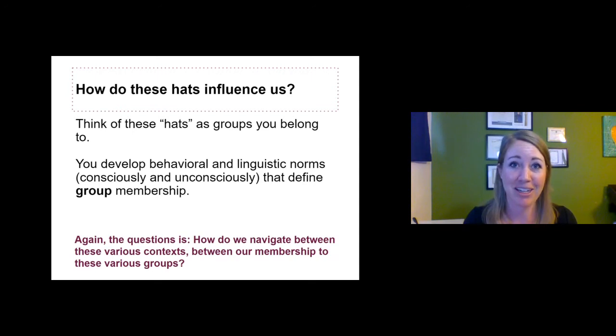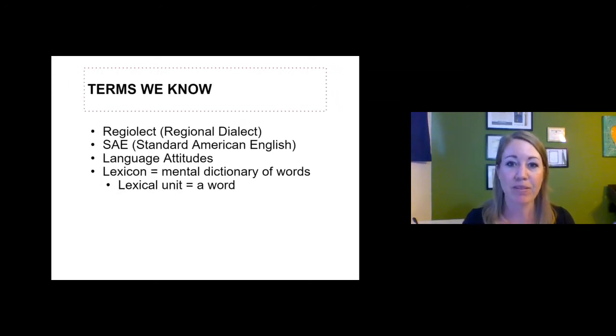that you belong to. Okay, and just as we saw in that Key and Peele video, they were putting on different hats depending on what the context was in that given second. So again, we're asking the question, how do we navigate between these various contexts? What hat do we know to put on when, and why do we know how to put that on?